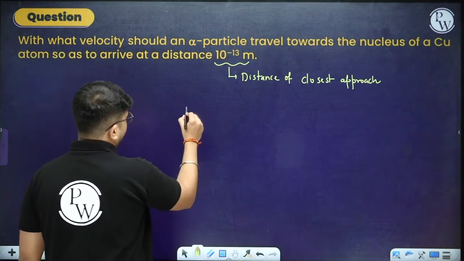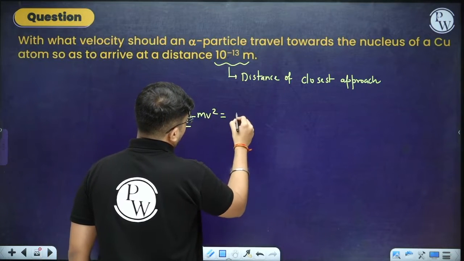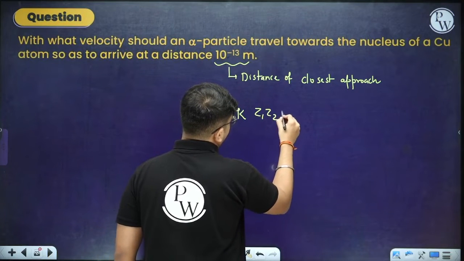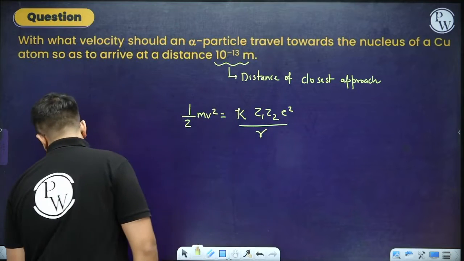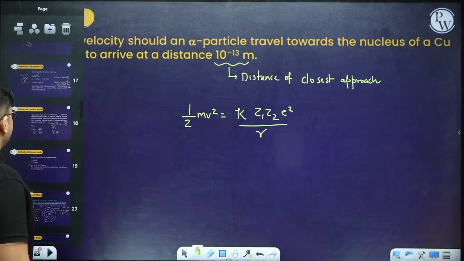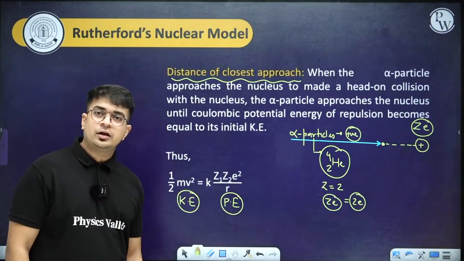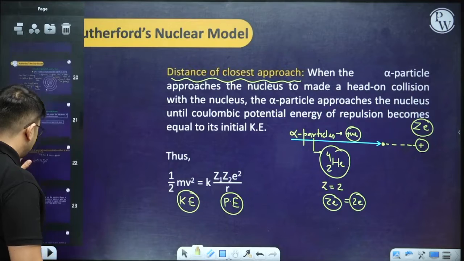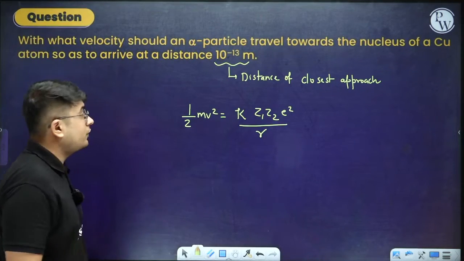We know that at this particular portion, half mv square will be equal to k Z1 Z2 e square upon r. That part we have already discussed in the equation itself. You can see the equation. This is the equation related to the entire part. So we have already established the relationship. Now in this particular case, I'm just giving you the values. You just have to solve this question by yourself and let me know the final answer.